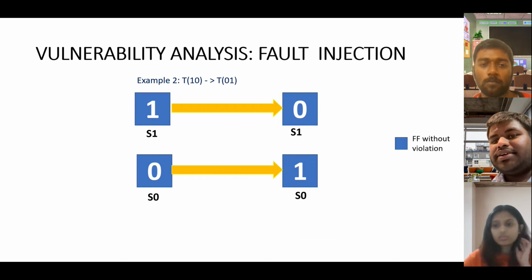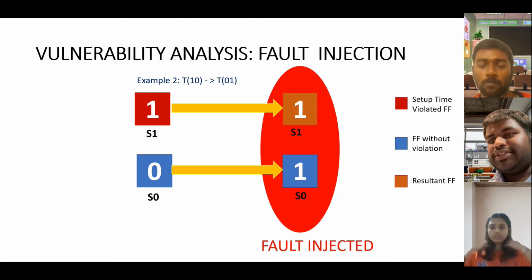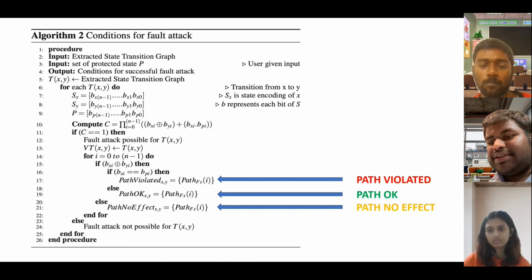Consider the second example, transitioning from 10 to 01. Here, if I consider S1 to be setup violated, the result is 11, which the system is not authorized to enter, but it's actually entering into the 11 state. So here the fault has been injected. For this, an algorithm has been developed to identify it. The output of this algorithm is three sets: path violated, path okay, and path no effect. The example one which I gave is path no effect, so it doesn't matter where it goes. And the example two which I gave is path violated.